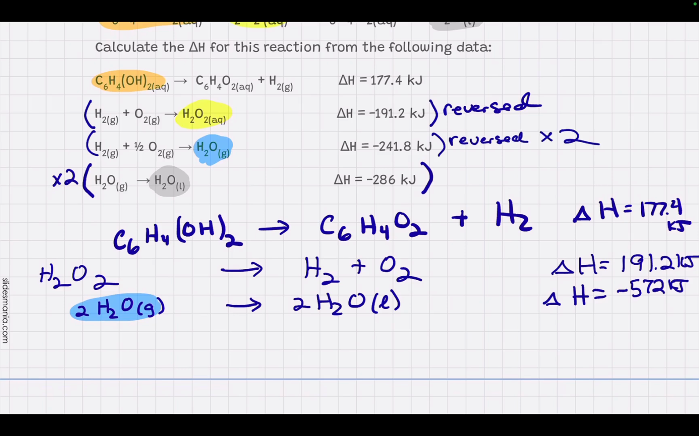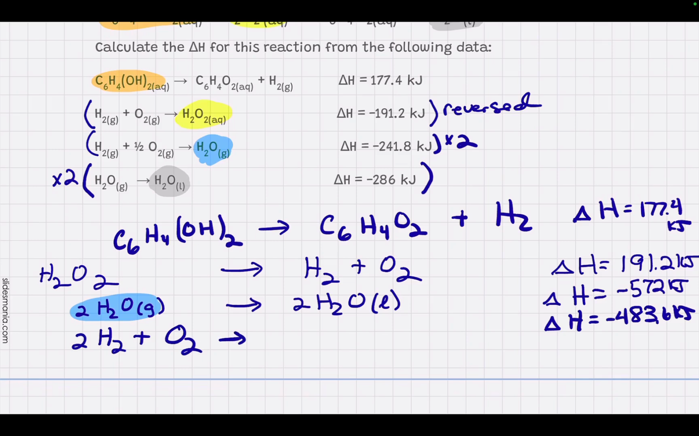So, just wait, don't reverse it. Sorry. Just multiply by 2. I want to make sure that the water gas is on the opposite side as the water that I want to cancel. So all we need to do is multiply by 2. So when I do that, my delta H is negative 483.6. And then that reaction times 2 would be this.